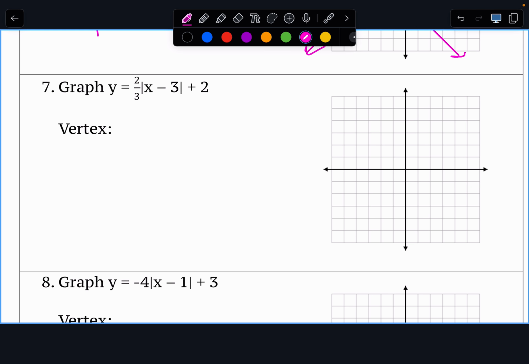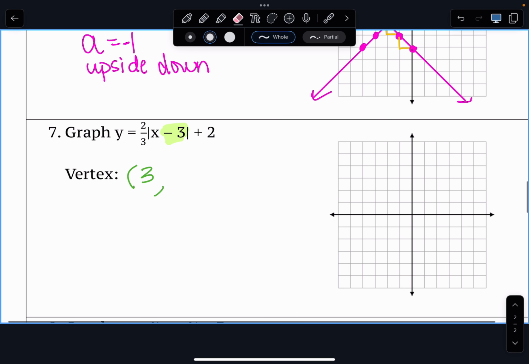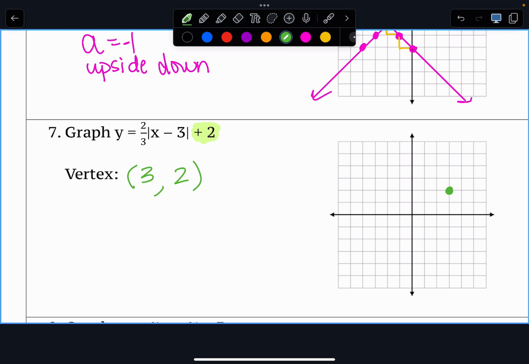Okay, let's first start with our shifts. Is this left or right? Right. Okay, so we're going to go right 3, down 2, up 2. So everyone go put their vertex at 3, 2. Just do it and don't make noise.